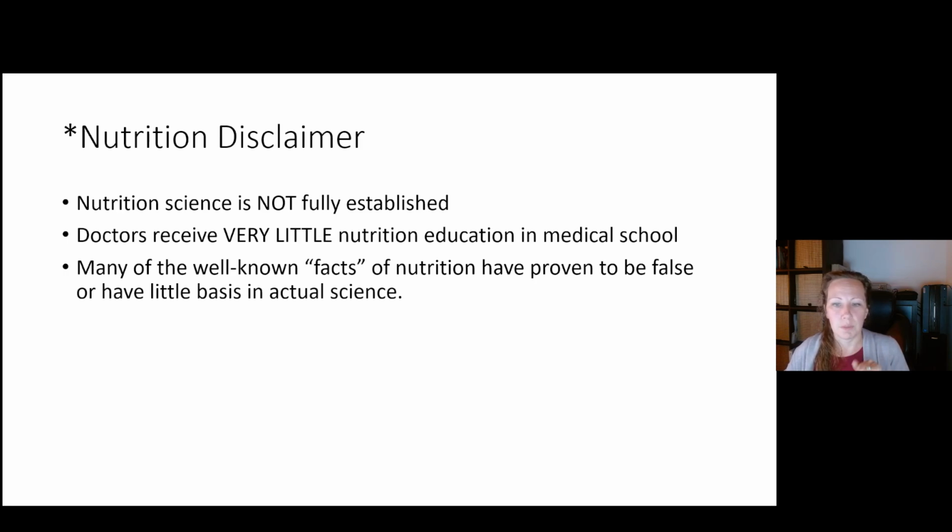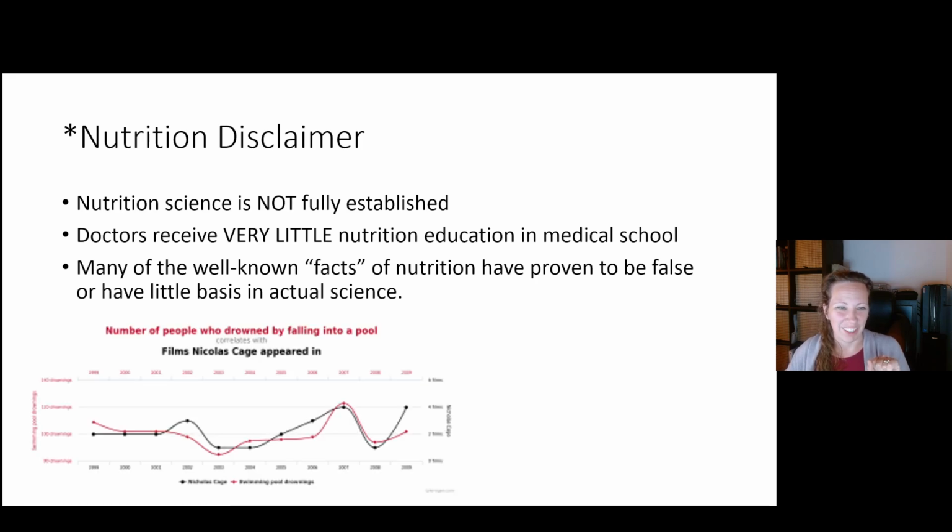To demonstrate what I mean about correlation not equaling causation, I'm going to present these graphs. They're kind of fun. This is the number of people who drown by falling in a pool each year, from 1999 maybe to 2009, in red, and the number of films Nicolas Cage appeared in, in black. They're correlated. Nicolas Cage is killing people in pools.